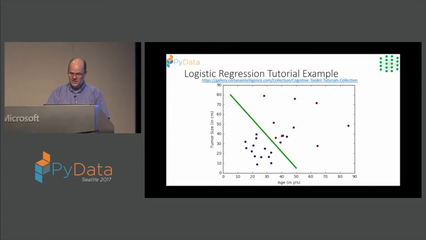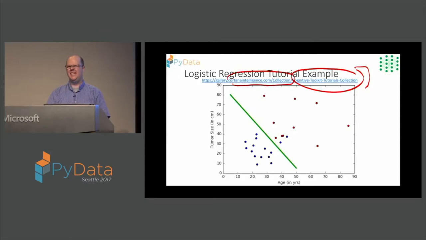Logistic regression tutorial example. This picture comes from the Cortana Intelligence Library Gallery. They've got a collection of cognitive toolkit tutorials, and I just thought it was a nice picture to give an idea of inputs, outputs, for a simple example for logistic regression. And so did they, that's probably why they put it there.